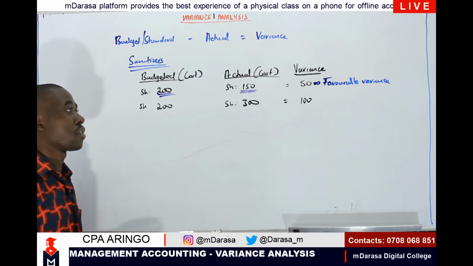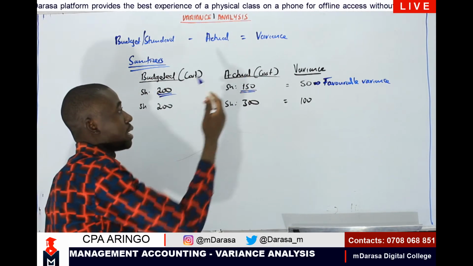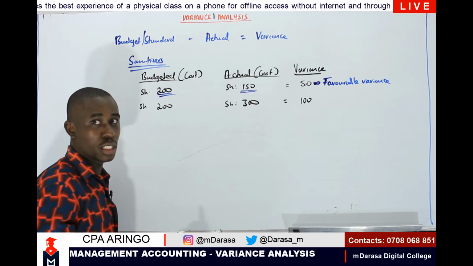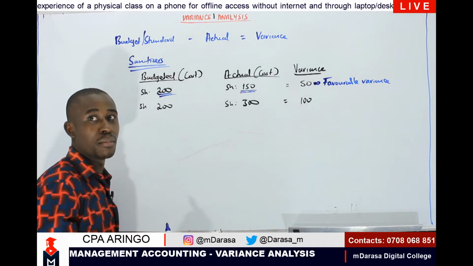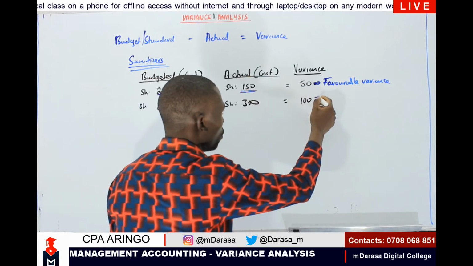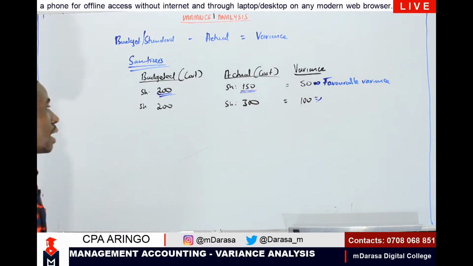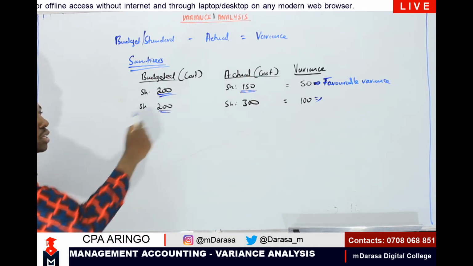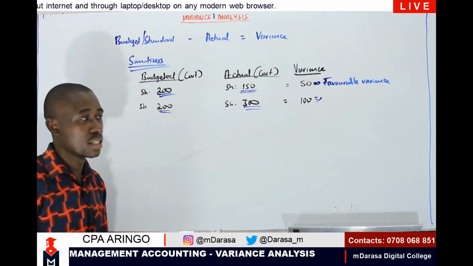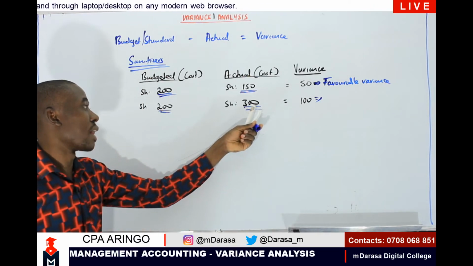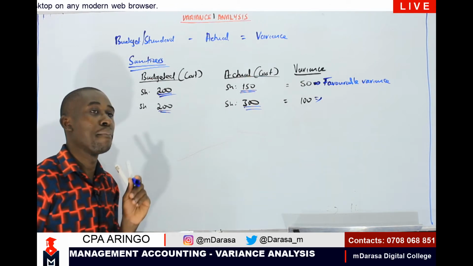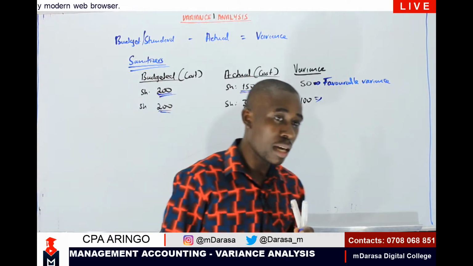So you are terming it a favorable variance because I'm spending less. This is cost. I'm incurring less than what I had budgeted, and in that case I'm having a favorable variance. Now, look at the second scenario whereby I had budgeted to spend 200 shillings. The actual amount that I'm spending is 300 shillings. So, I'm spending more than what I had budgeted. That is still a variance.